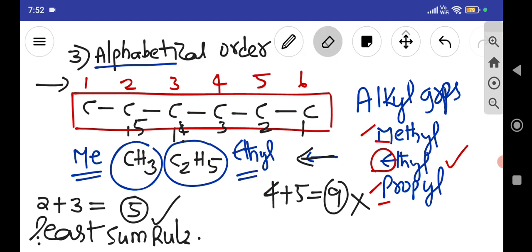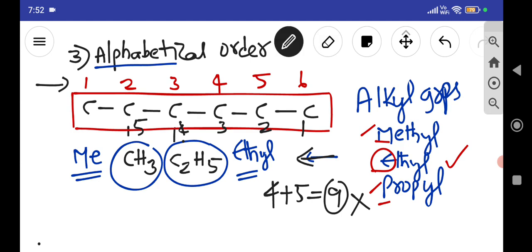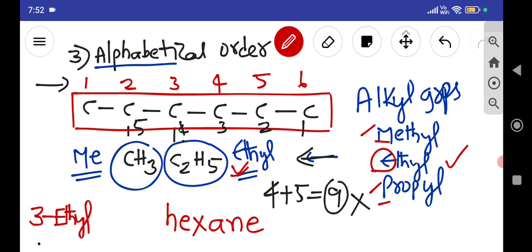After this, now follow the rule. What is the rule here? Always root word should be written first. Number of carbons are 6, so therefore root word is hex. Between the carbons you are having single bond, therefore write ane. Then according to the alphabetical order, we have to write ethyl first. So 3 hyphen ethyl or 3 dash ethyl, then 2 dash methyl hexane. So alphabetical order E should be written first. So hope you have understood this example.